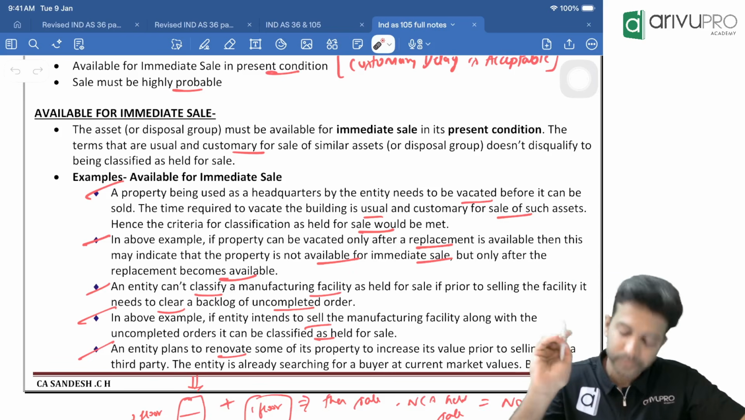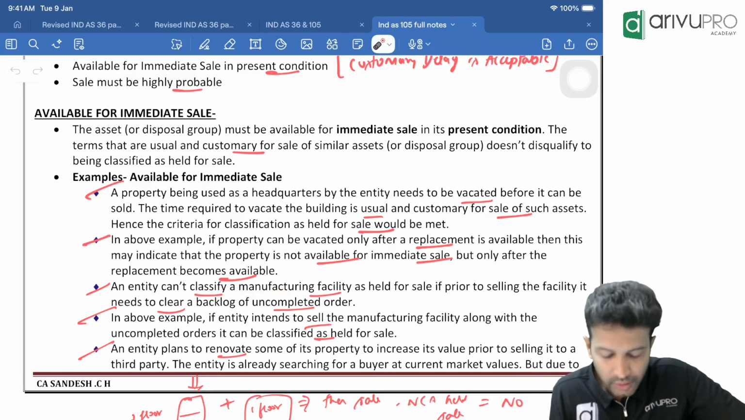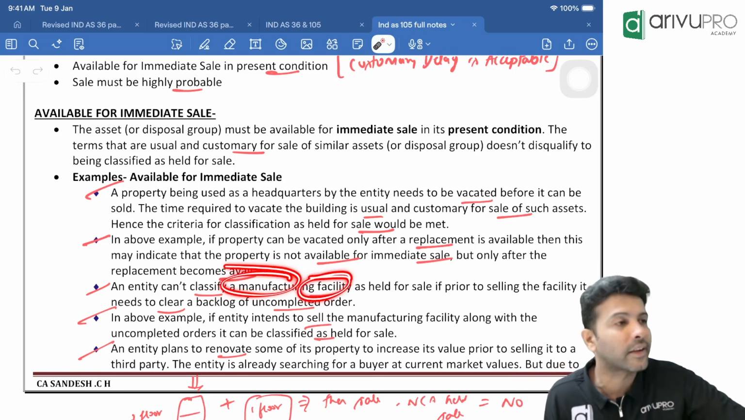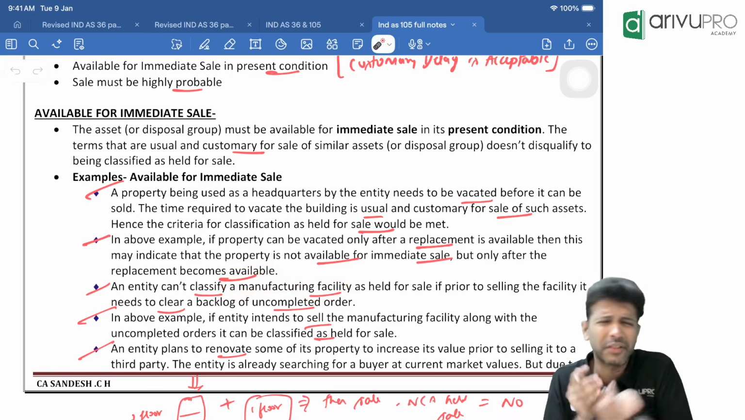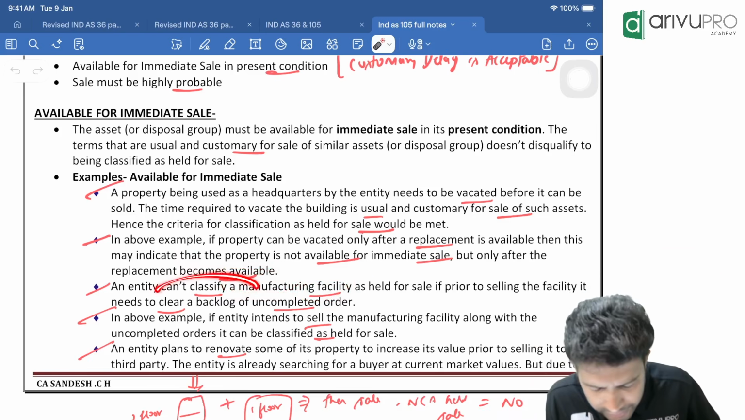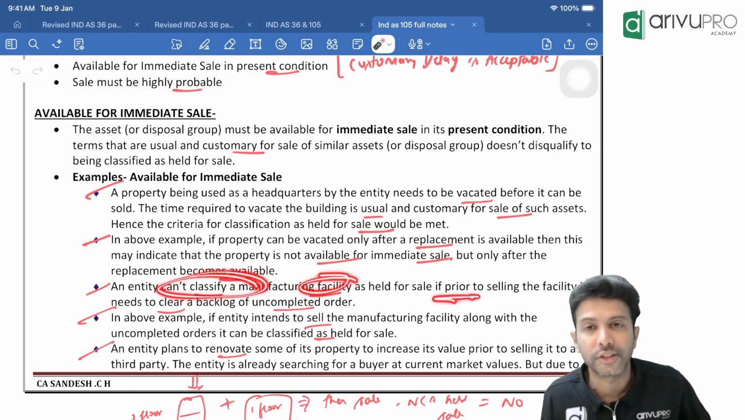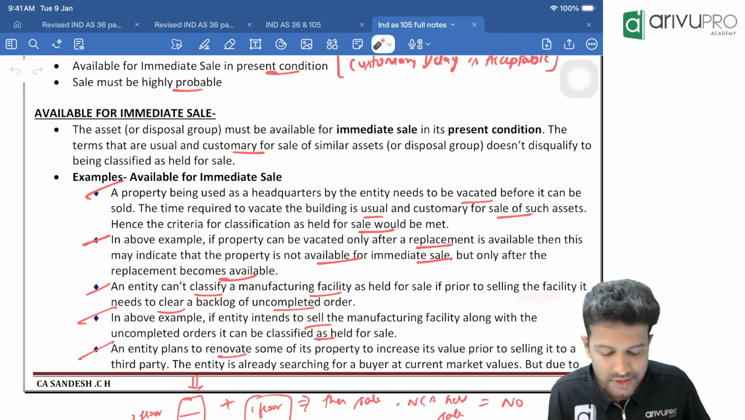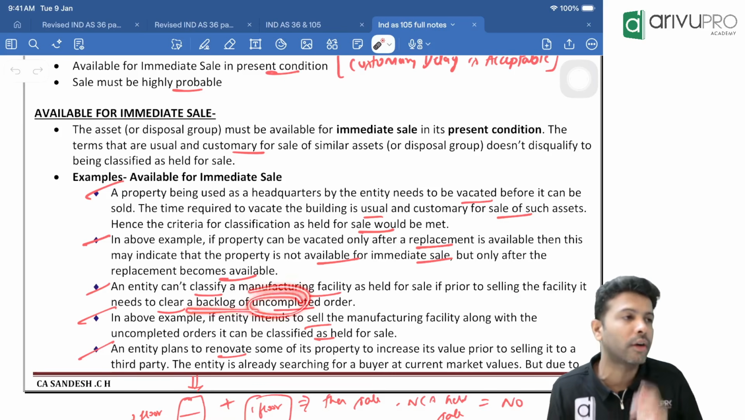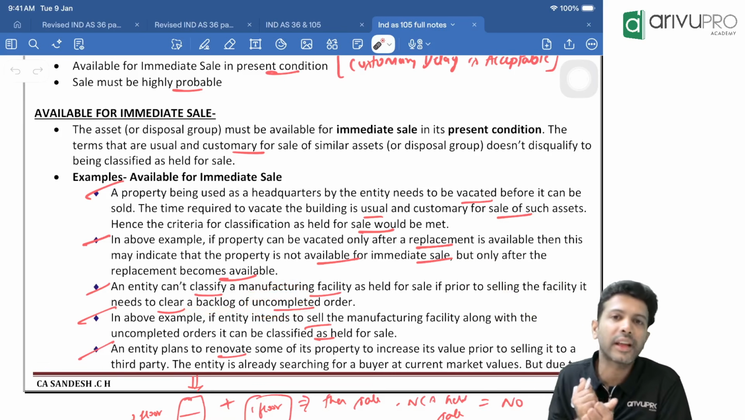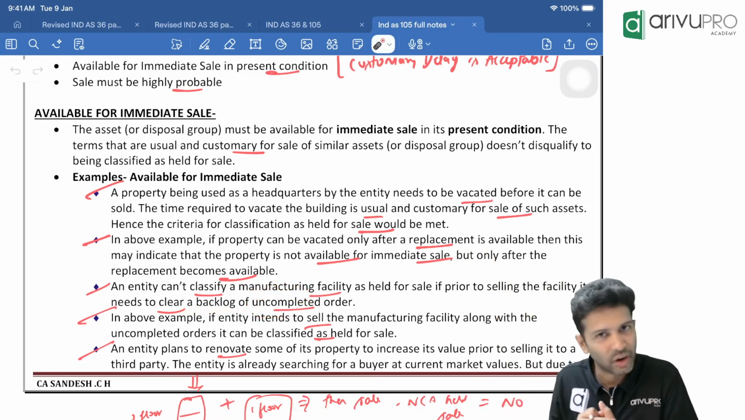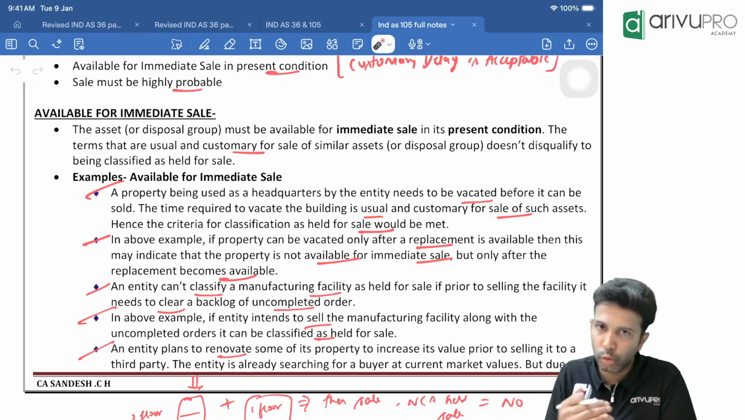Everybody good so far? One more example they've given over here. An entity cannot classify a manufacturing facility, like let's say if manufacturing facility refers to a factory, as held for sale if prior to selling the facility, it needs to clear backlog of uncompleted order. Let's say we have taken up a manufacturing order. Okay. So that means those goods, we have to produce it. We can't cancel out of it.